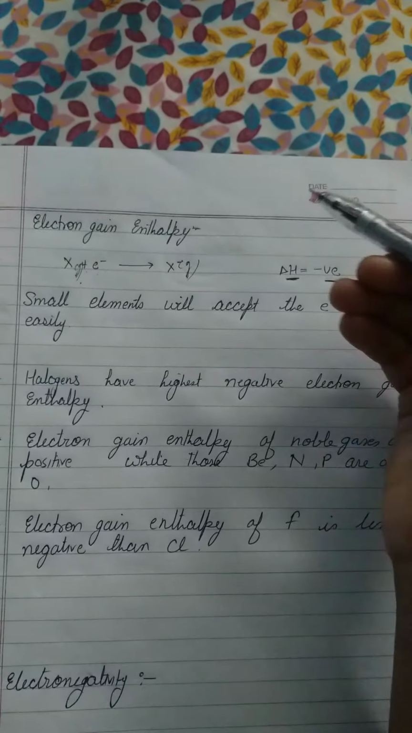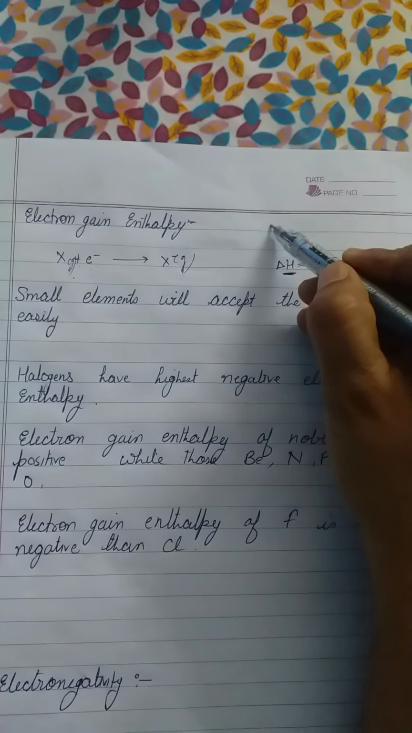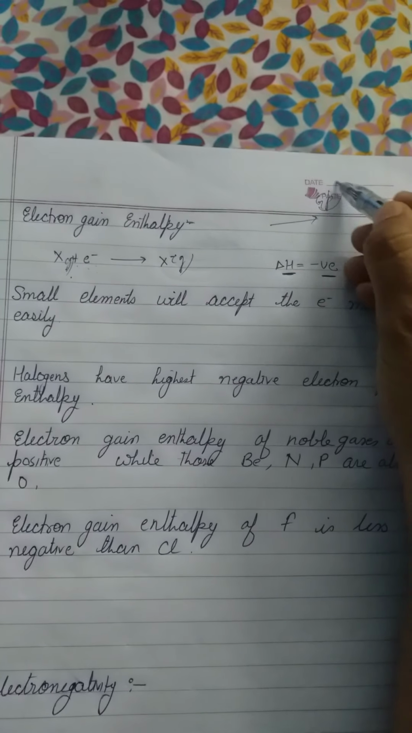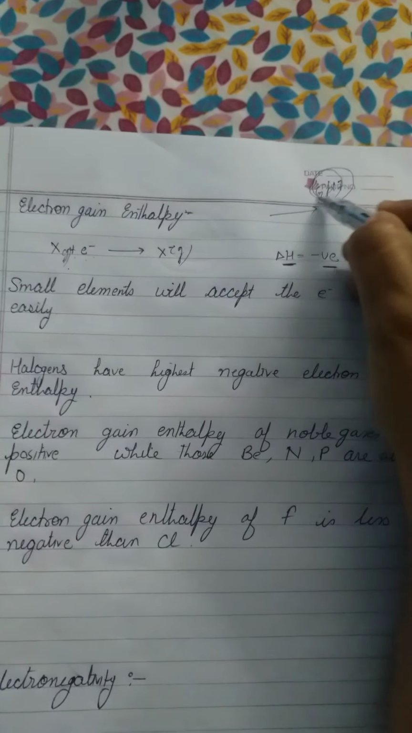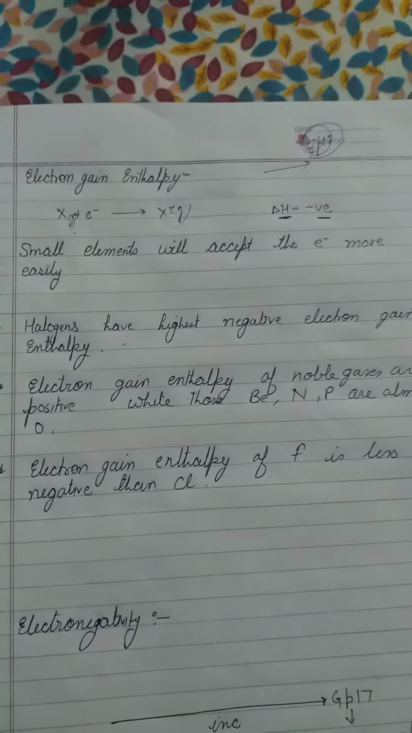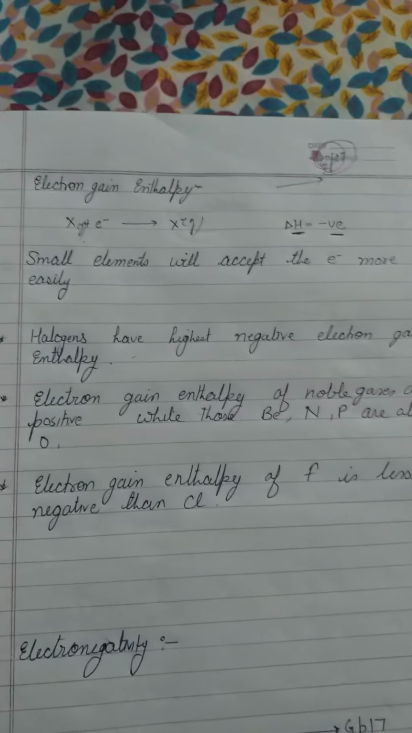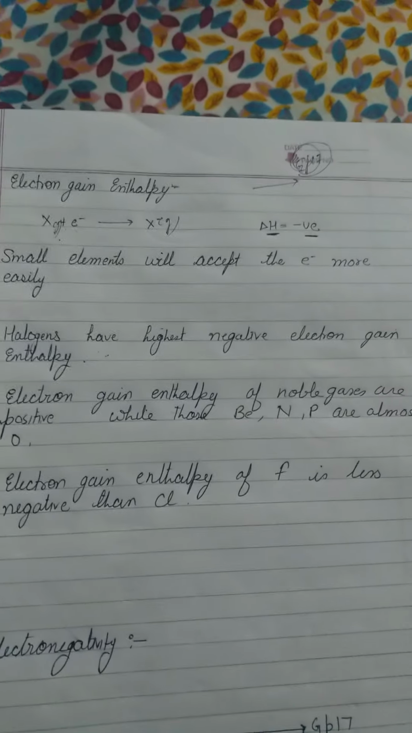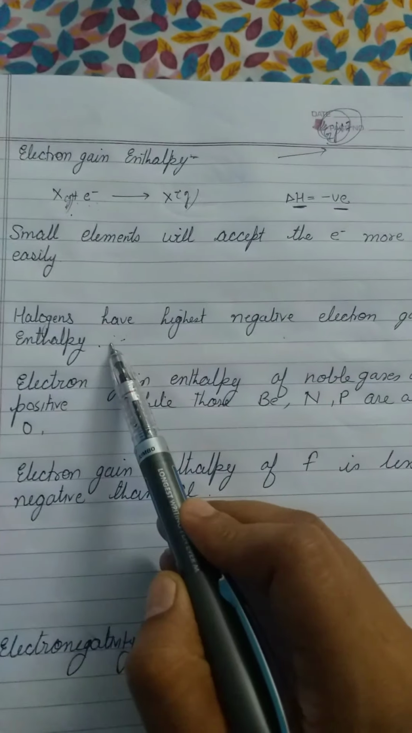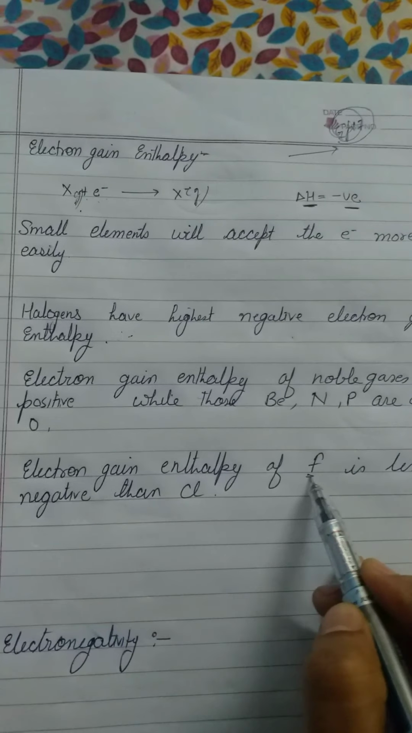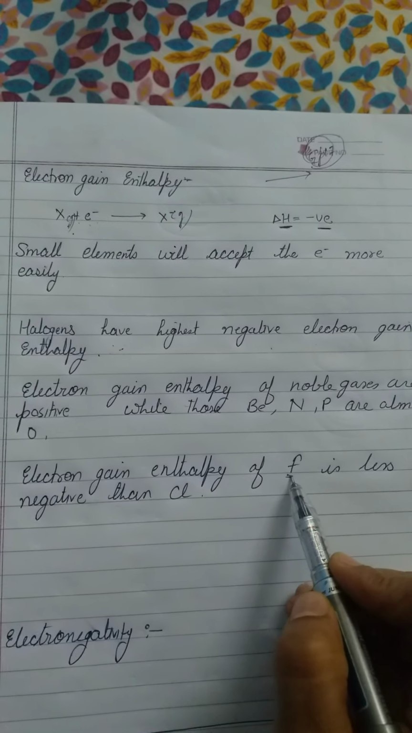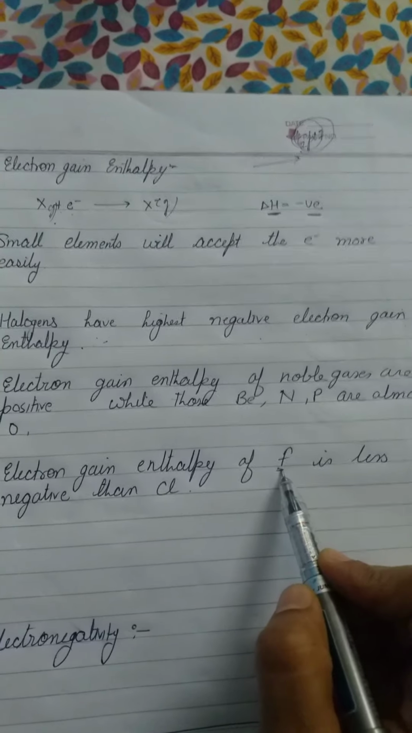Now the group which is going to carry the smallest size is group number 17. You can say halogens. So we can say halogens have the highest negative electron gain enthalpy, because the size of the halogens is less. And in halogens, fluorine is the smallest element. So the electron gain enthalpy of fluorine should be highly negative, but it is not so.